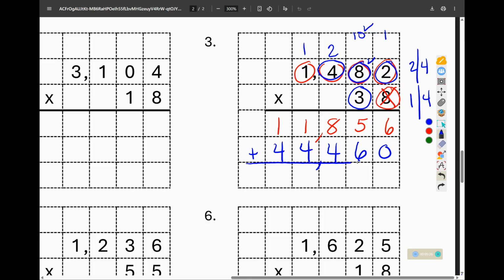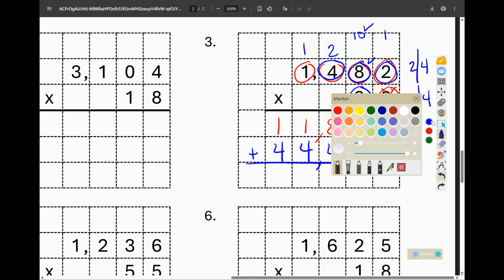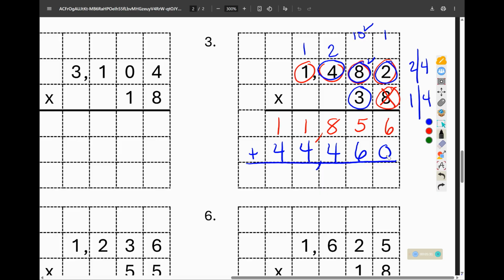Okay. Let's add all this up. 6 plus 0 is 6. 5 plus 6 is 11. 8 plus 4 is 12. Plus 1 is 13. 4 plus 1 is 5. Plus 1 is 6. And 4 plus 1 is 5. There are a lot of little steps in multiplication, and you can't miss a single one.